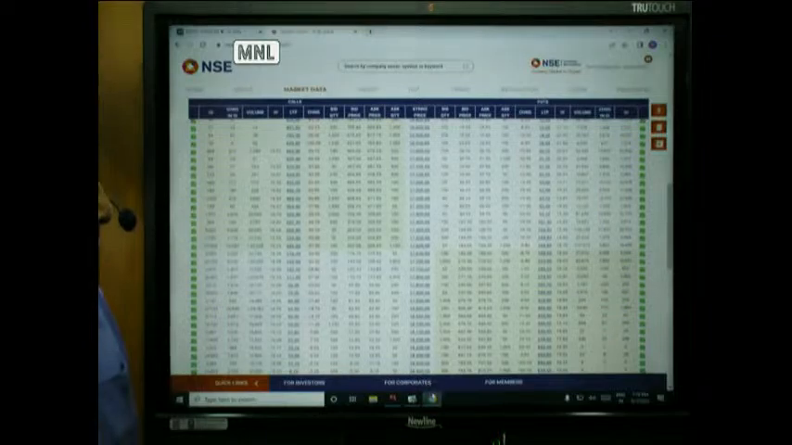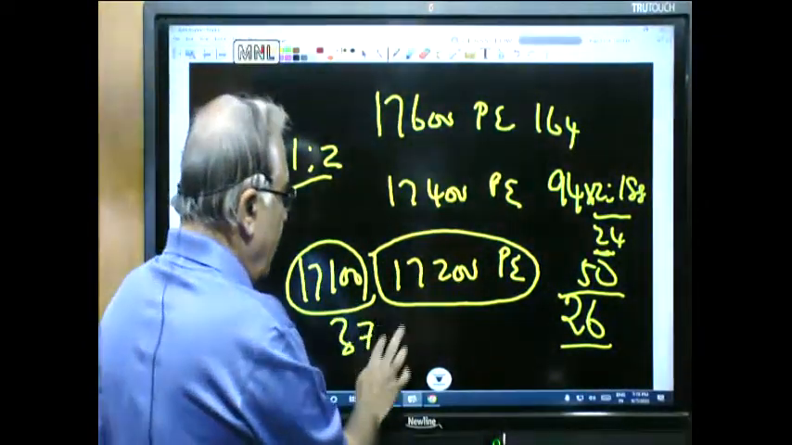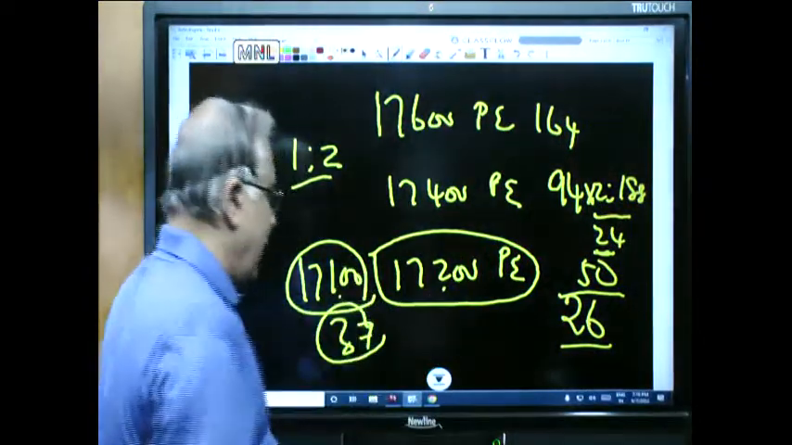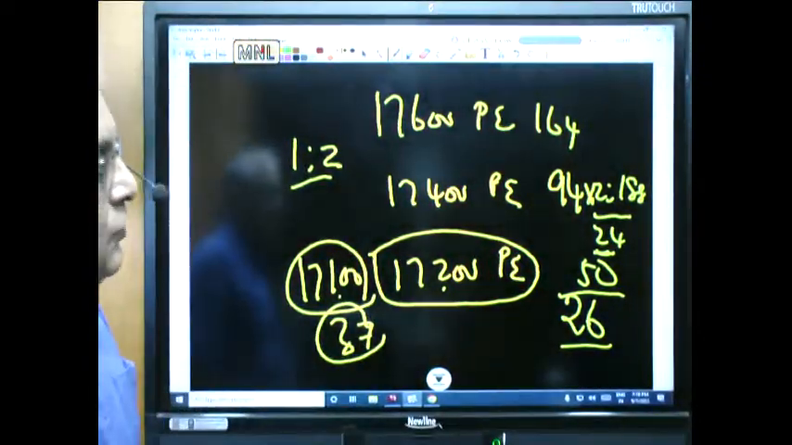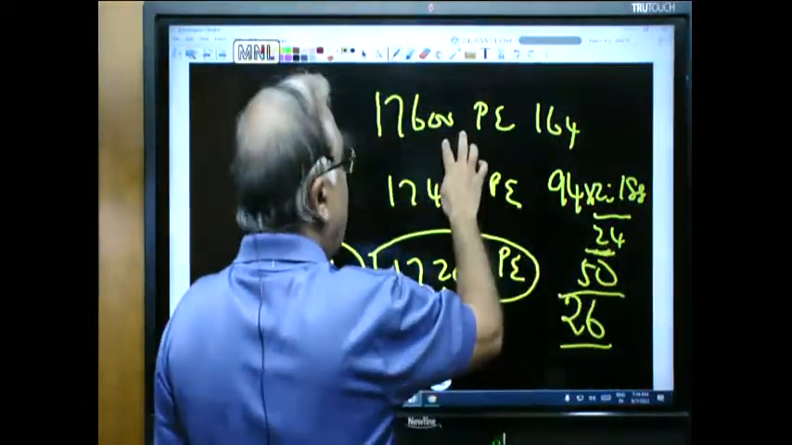So this is 37. If you, instead of 17.2, you do 17.1, you will pay 37 rupees. So you have received 24 rupees, so you would have paid 13 rupees.